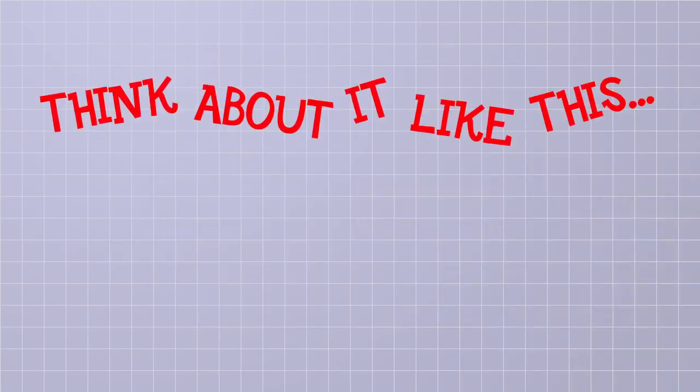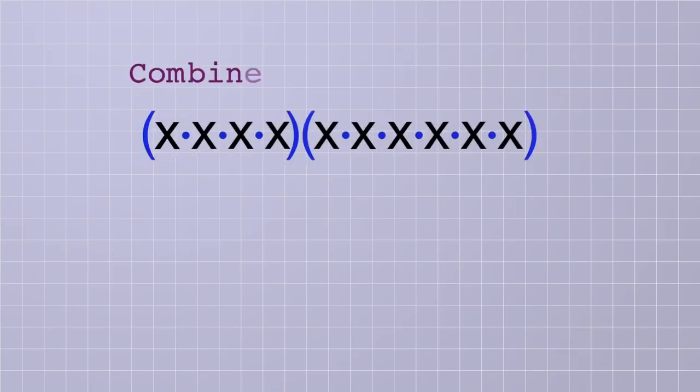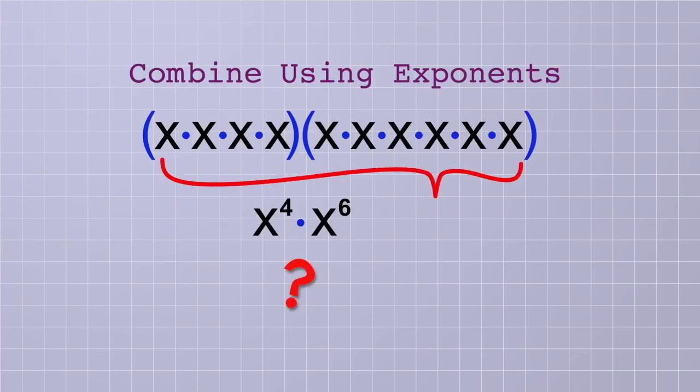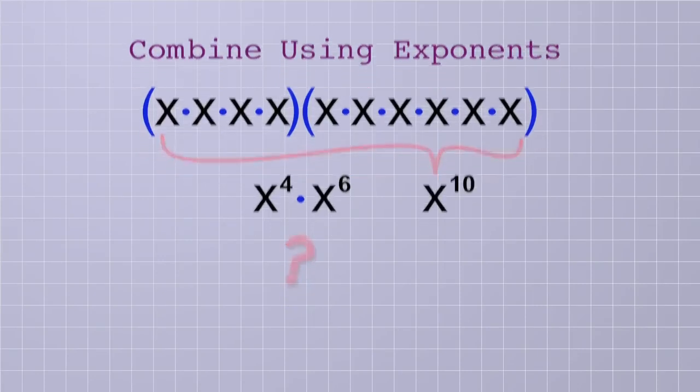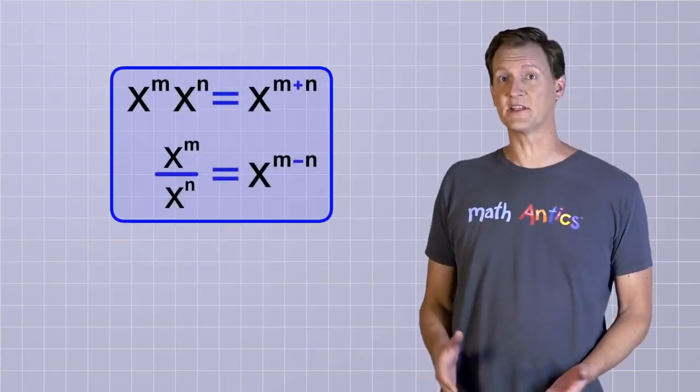Or think about it like this. If we had 10 x's all being multiplied together, we could form different groups of them and combine them using exponents. Like we could combine the first 4 x's into x to the 4th, and combine the remaining 6 x's into x to the 6th. And of course, those expressions would be multiplied together since all of the x's were being multiplied. But you'd probably never want to do that, would you? I mean, why not just combine all 10 x's into the expression x to the 10th? Ah, but there you see that our law holds true. x to the 4th times x to the 6th would equal x to the power of 4 plus 6, or x to the 10th.